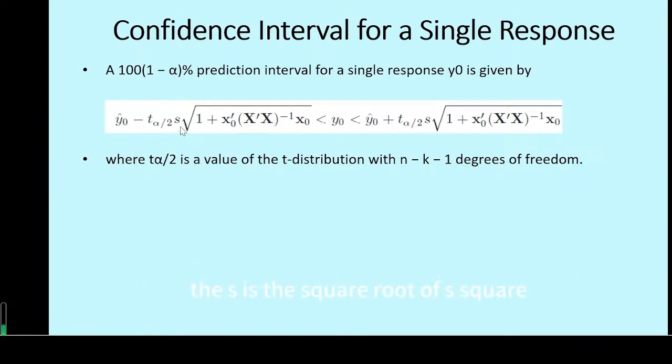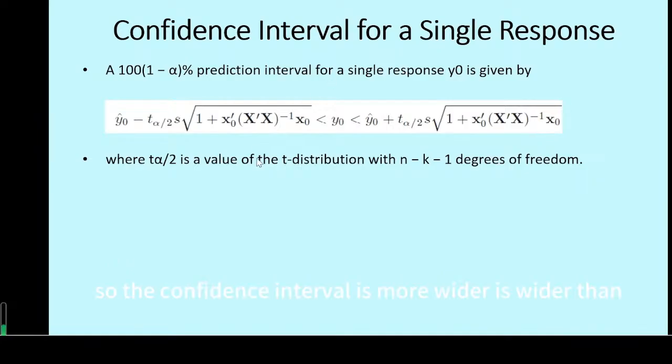The S is the square root of S square, which we have seen on the previous page, MSE. Actually it is the SSE divided by n minus k minus 1, then take the square root. This is S. Then there is a term with the square root. Inside the square root is 1 plus X vector times the inverse of the multiplication of the X matrix, times X vector. Then plus 1. Plus 1 here because for a single response, it is more random.